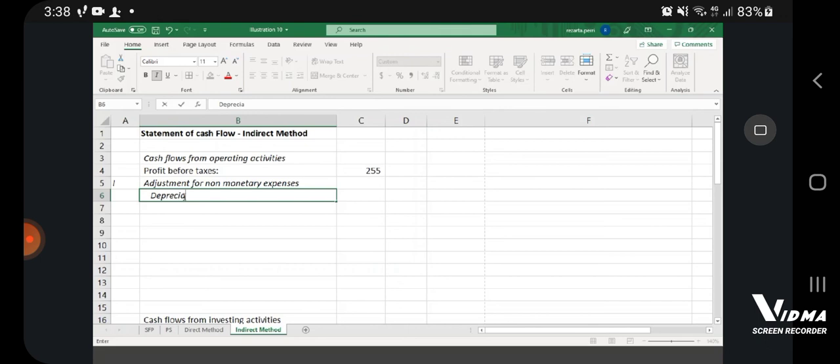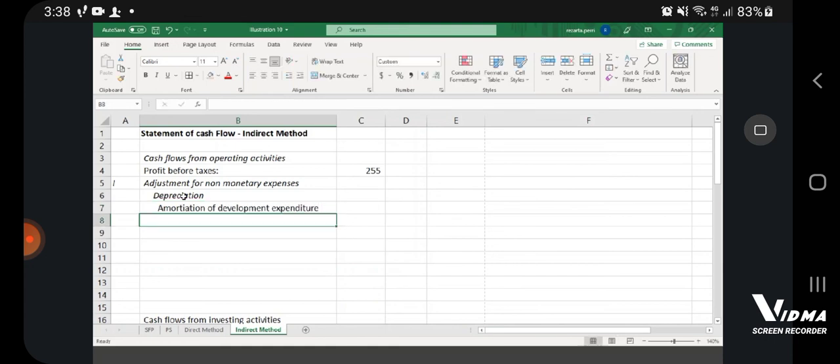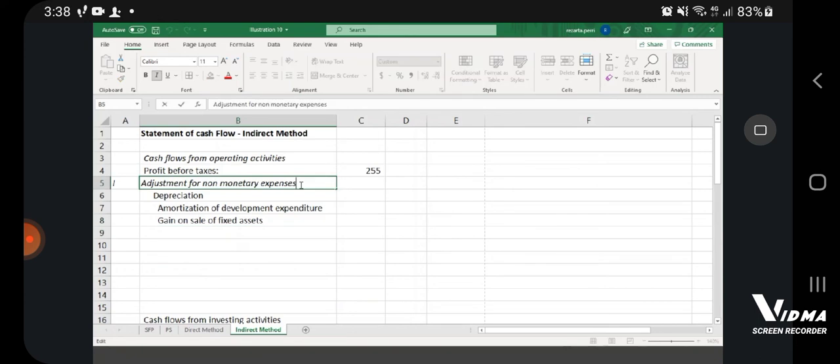For example, depreciation is going to be included there. Another item to include is amortization of development expenditure, right? If you remember another item. Something else that you may want to add here, remember, is the gain on sale of fixed assets. Do you remember, or are you aware of any other item that is a non-monetary expense or income? Can you remember anything else?